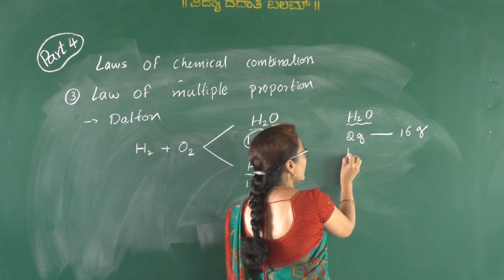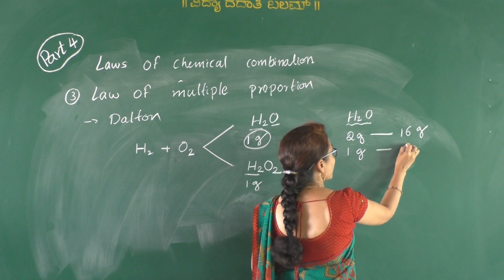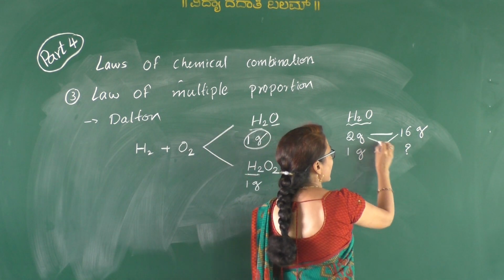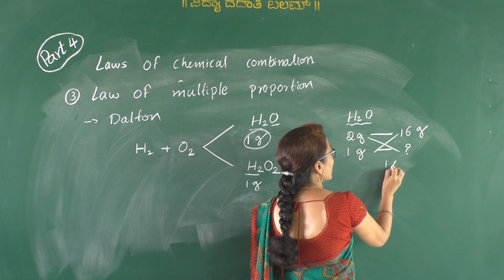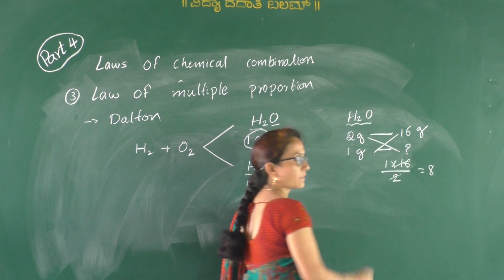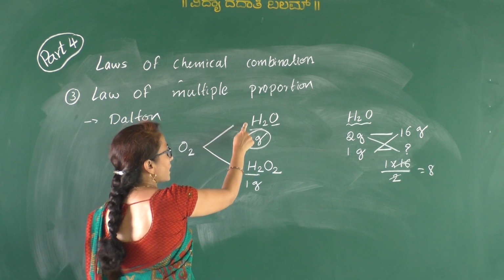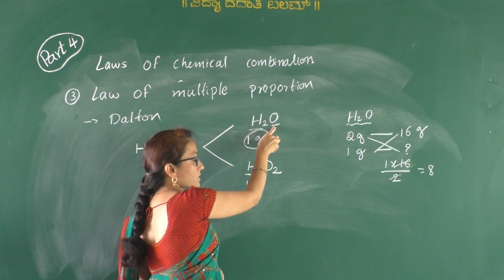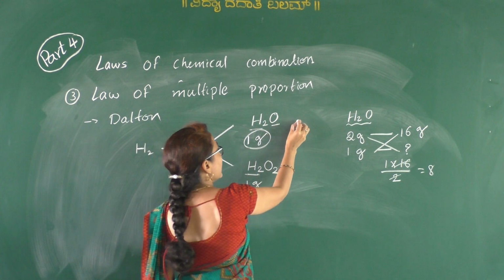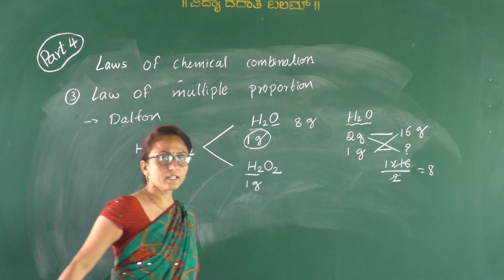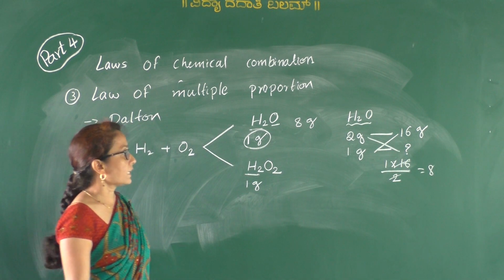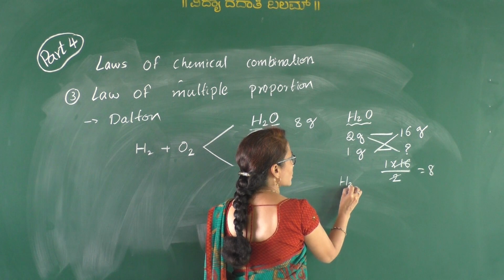But we fixed the mass of hydrogen as 1 gram. So therefore, how much oxygen combines with 1 gram of hydrogen, you have to calculate. So that is just by the simple cross multiplication. So 1 into 16 divided by 2. So we get 8. Okay. So therefore if you have taken 1 gram of hydrogen, the mass of oxygen which combined with 1 gram of hydrogen in water is 8 grams. So similarly calculate in hydrogen peroxide. Okay. So in hydrogen peroxide the formula is H2O2.